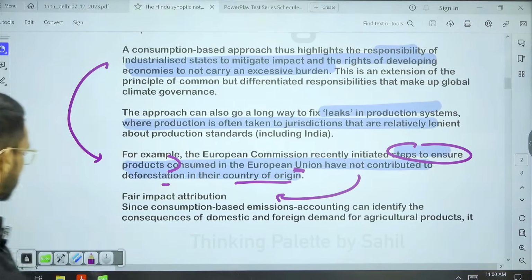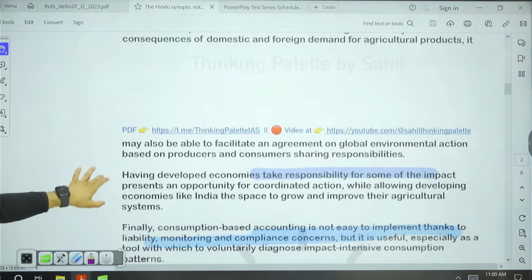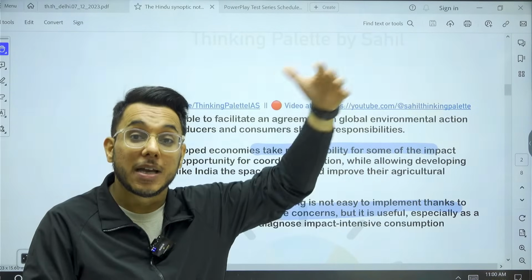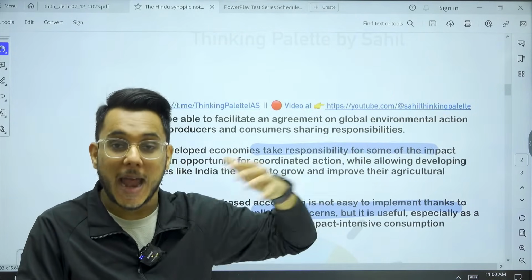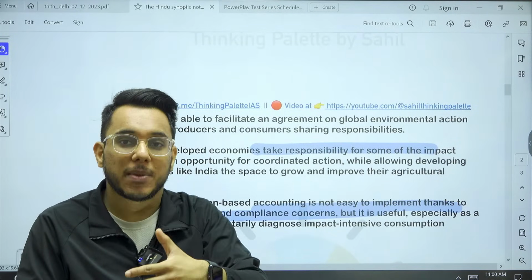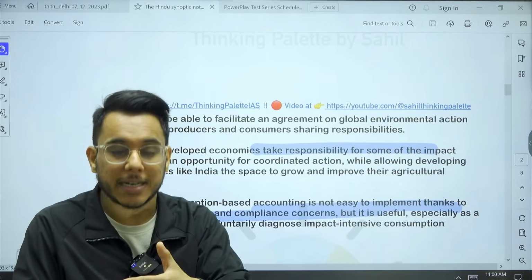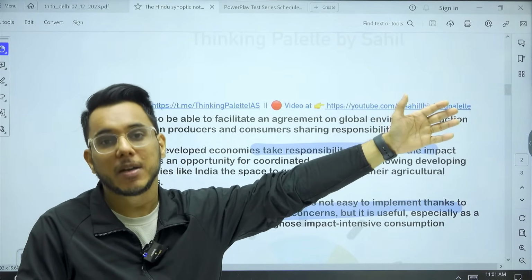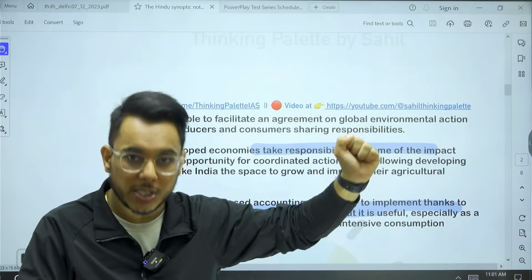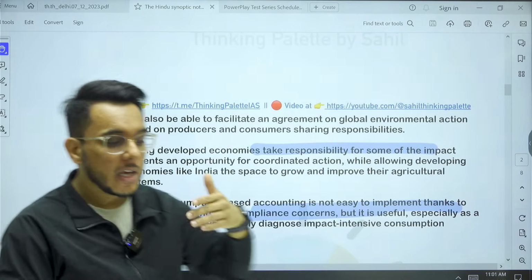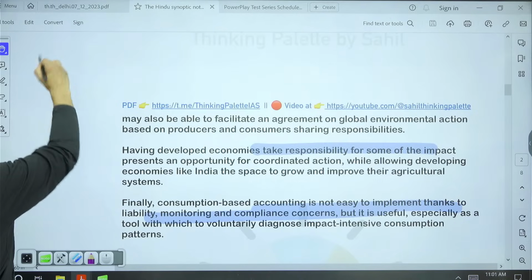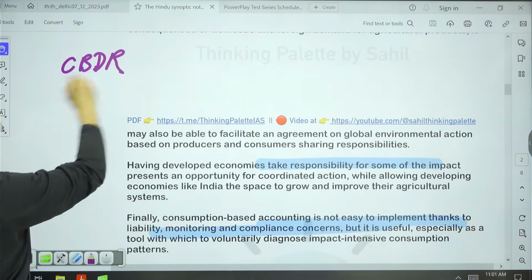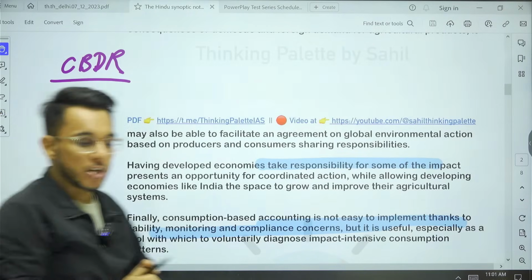Okay, now guys, understand this particular thing: if we bring in the consumption based accounting method, what can be done? We can hold developed countries responsible, and if carbon emissions are happening in India for production, or if water is getting depleted in India for production, we can ask for compensation from the developed countries. Okay, we can ask for technologies from the developed countries, and it will be a true manifestation of CBDR, common but differentiated responsibility. What is CBDR? Common but differentiated responsibility.